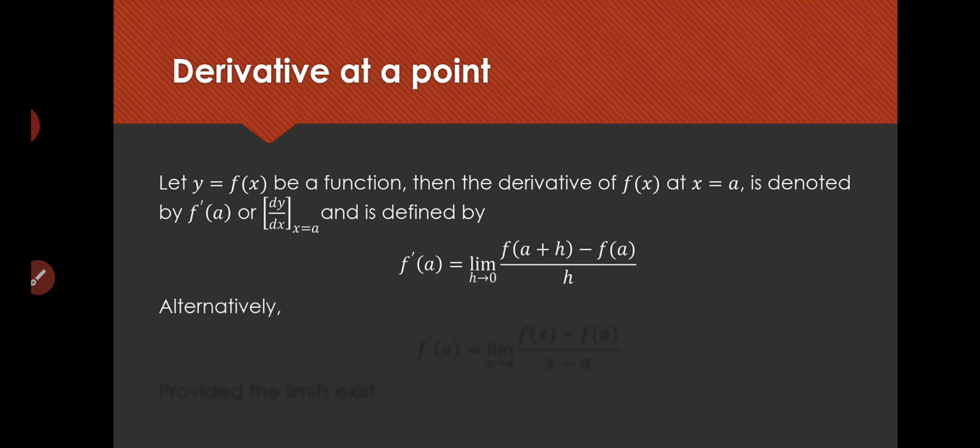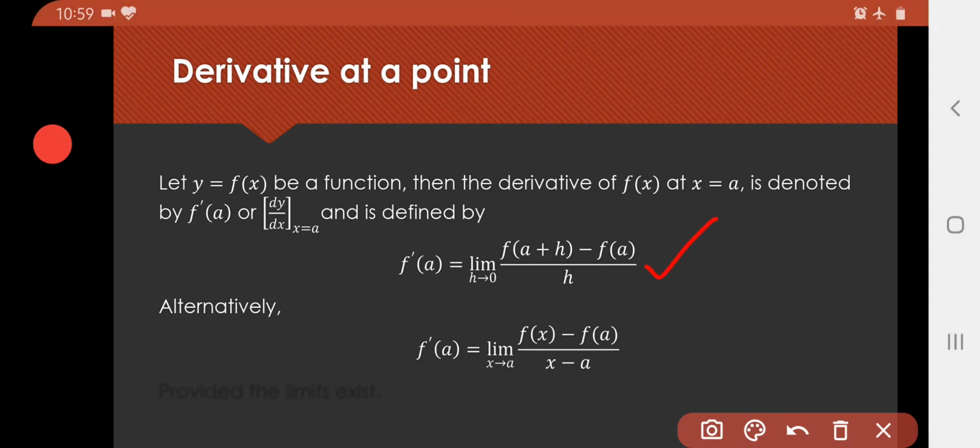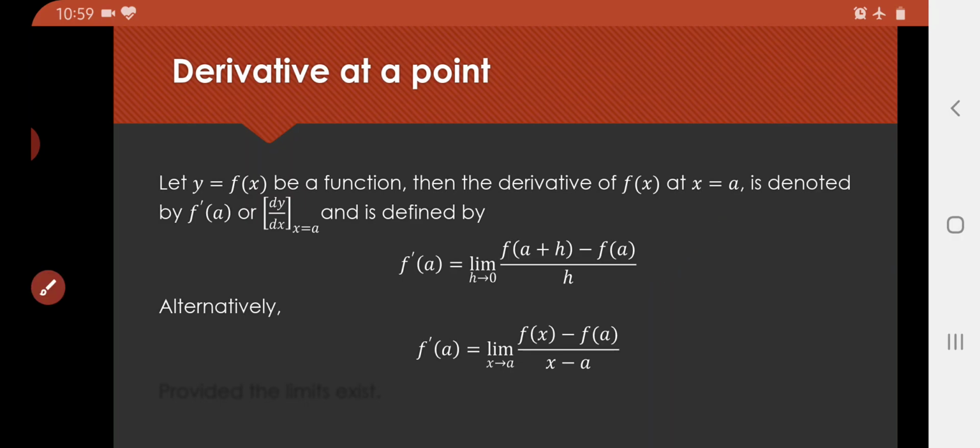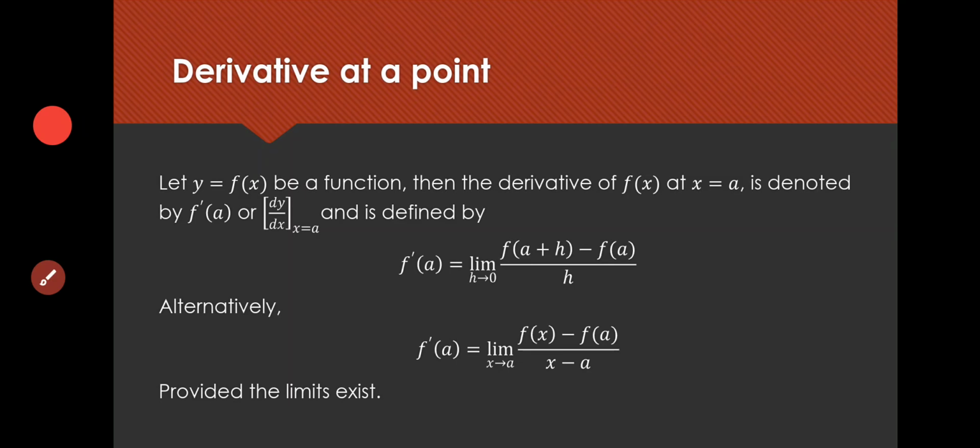And alternatively, we have another formula, that is f dash a equals limit x tends to a, f of x minus f of a, by x minus a. So you can make use of any of these formulas, whichever you want. The choice is yours, but I would always suggest making use of the first formula. It is a general formula, and remembering one particular formula will help you solve the problem easily. You can always make use of the second one anyway. All these formulas work only when the limits exist. So that's it. That is all the theory we have.